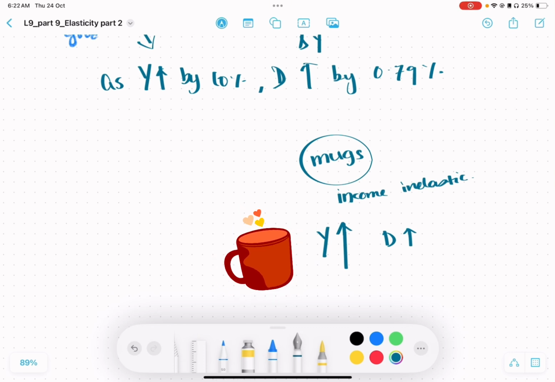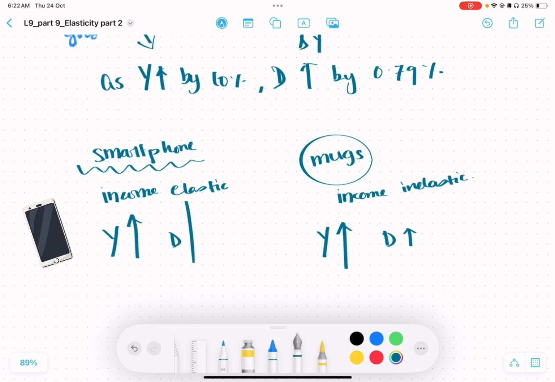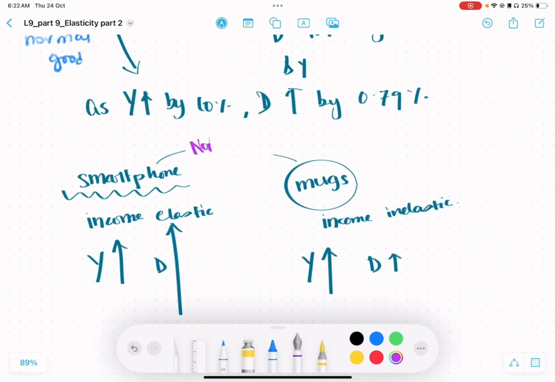On the other hand, if you're thinking of some big purchase, let's say a smartphone, right? For a good like this, it's more likely to be income elastic. So income goes up, people really rush into the stores to purchase more of this good, right? So demand goes up more than proportionately. Okay, so notice though, in both cases, both of these goods are normal goods.